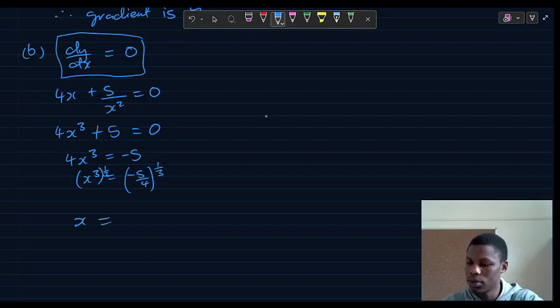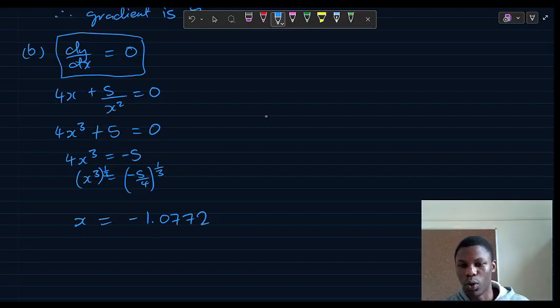So x is equal to, we can punch this into the calculator, and they say to give the answer to 3 significant figures. But for now I'll just write negative 1.0772. Because I still want to use this value to calculate another value, I need to make sure that whatever value I use as x is to more than 3 significant figures, because I know that the final answer I want is going to be to 3 significant figures. So we need to find what y is.